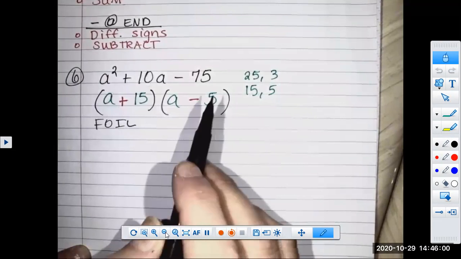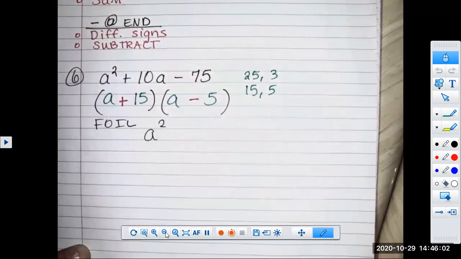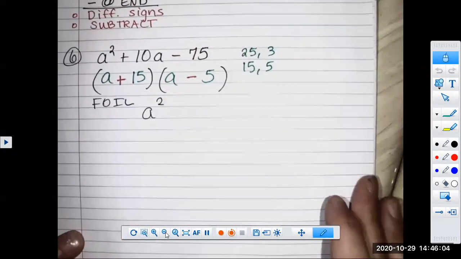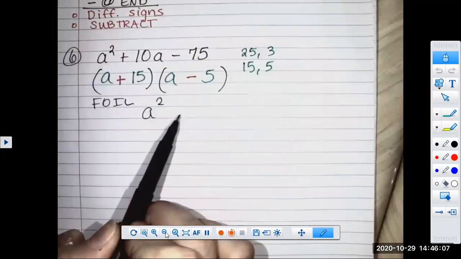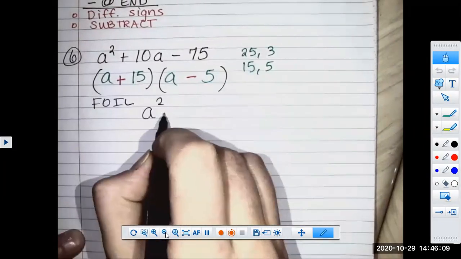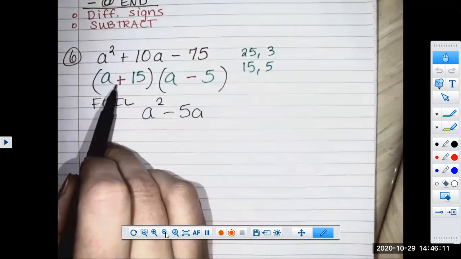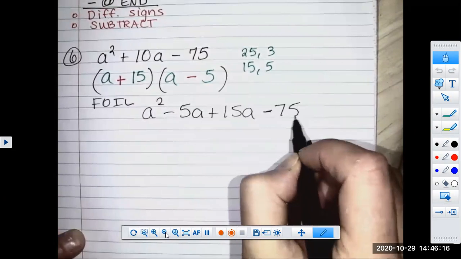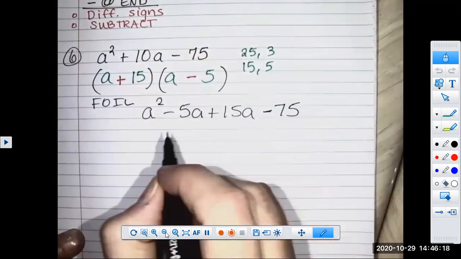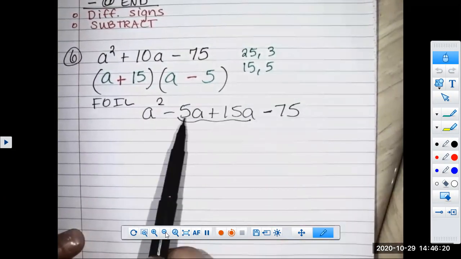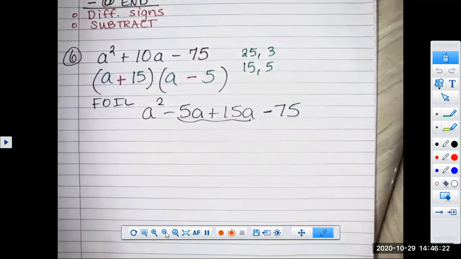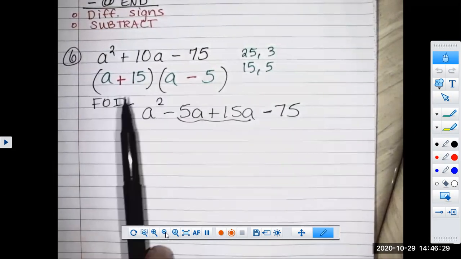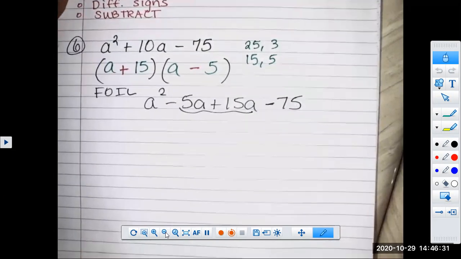Because if I FOIL this back out, you don't have to do this. I'm just showing you, so don't write this down unless you want to. First will give you a squared. Outer will give you minus 5a. Inner would give you positive 15a. Last would give you minus 75 when you multiply them together. And so when you combine like terms, you see that makes 10a. So you can do the full check, or you can just check the last and your outer and inner. Okay, 7.